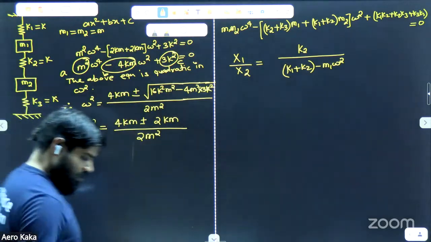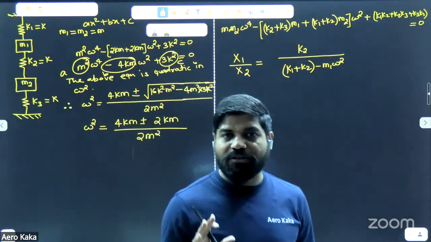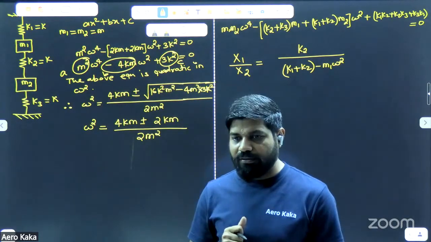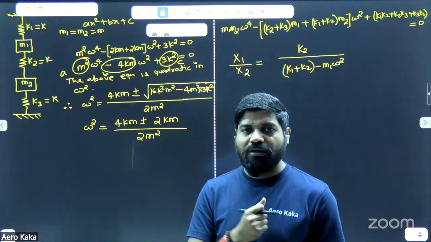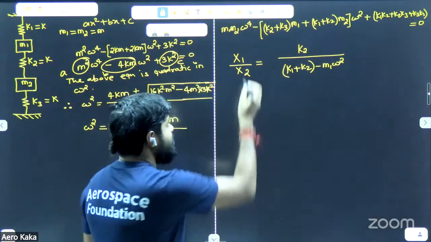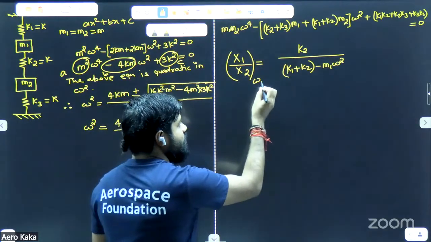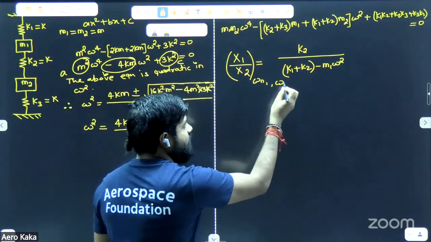Now, since it's a 2 degree of freedom system, it means how many mode shapes are there and how many frequencies are there? 2 frequencies are there, and corresponding to each frequency, we can have an x1 upon x2 value. We can write it for omega n1 as well as for omega n2.